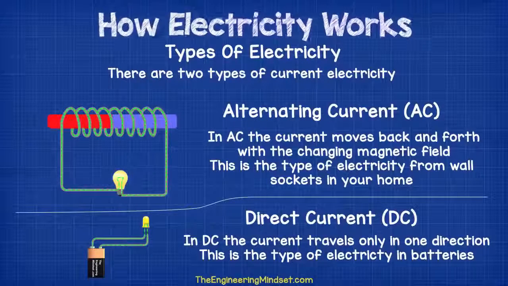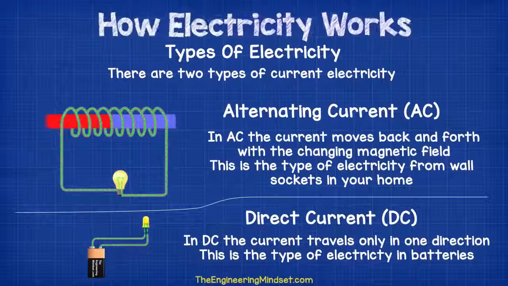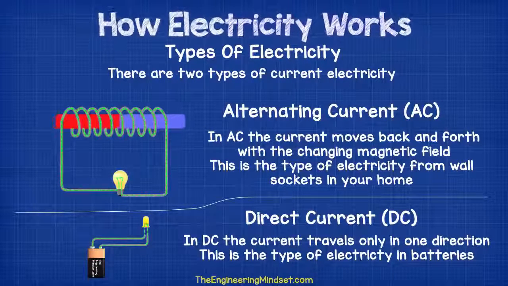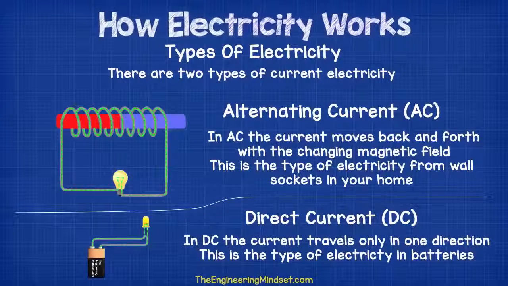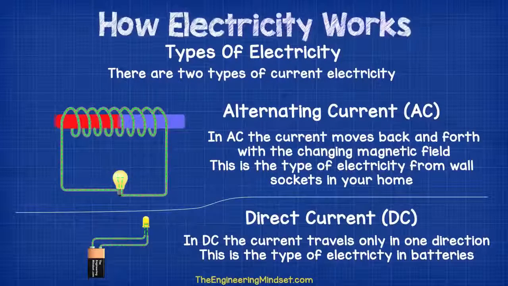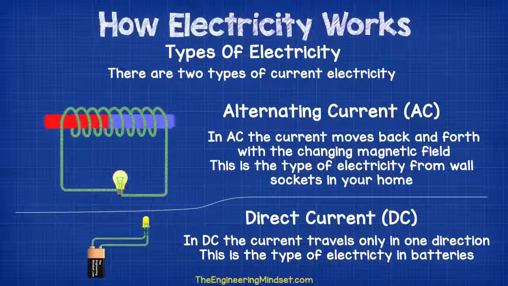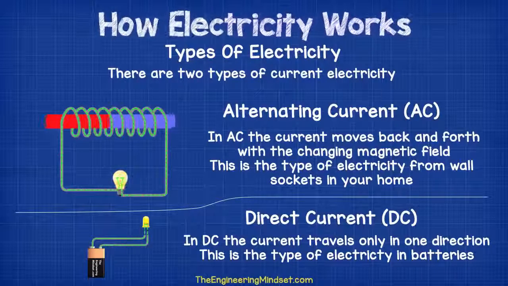The last part I want to cover in this video is that there are two types of current electricity, that being alternating current or AC, and then direct current or DC. Alternating current simply means that the current flows backwards and forwards in a circuit as the terminals are constantly reversed. This is a bit like the tide of the sea. It goes in and out, in and out, in and out, so that it's reversing constantly.